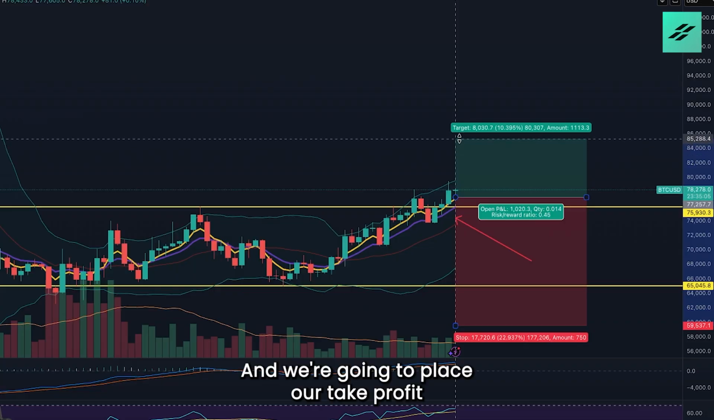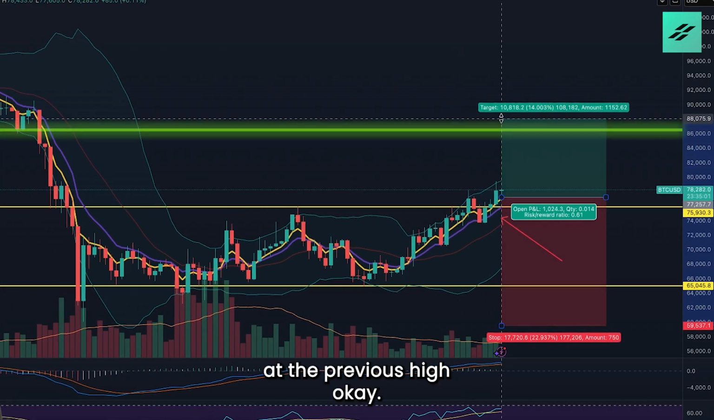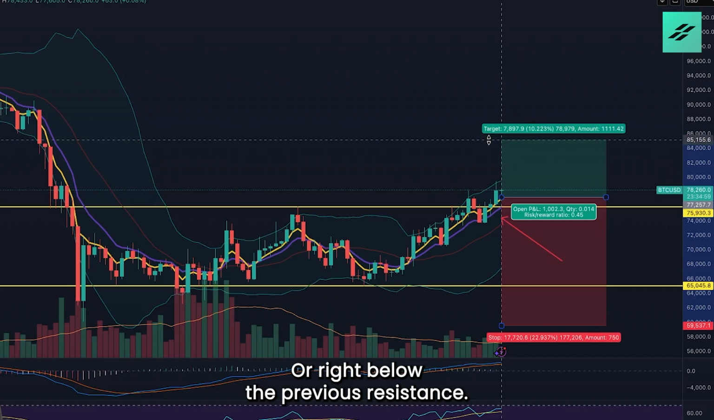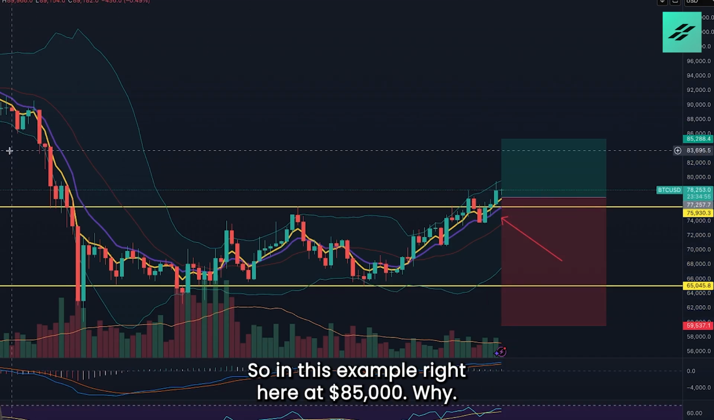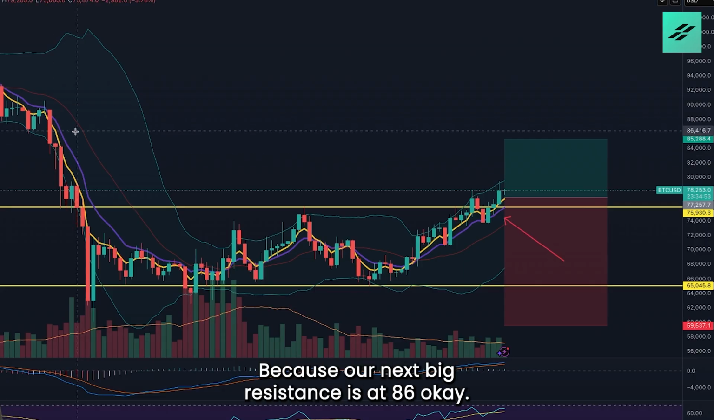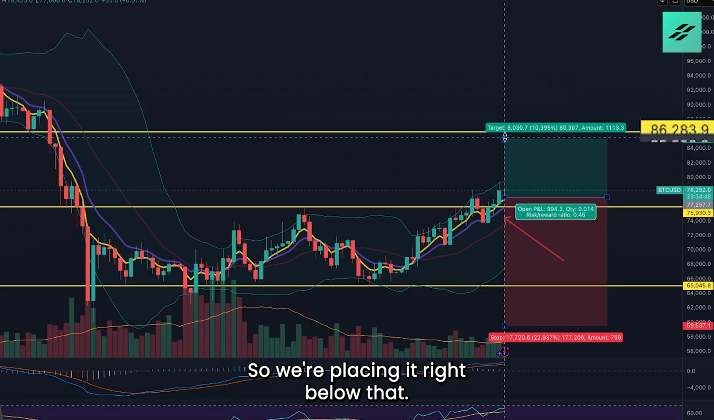And we're going to place our take profit at the previous high, okay, or right below the previous resistance. So in this example right here at $85,000. Why? Because our next big resistance is at 86K. So we're placing it right below that.